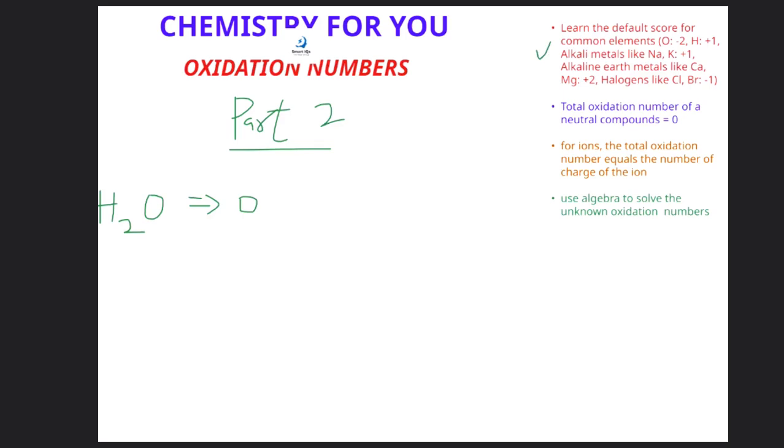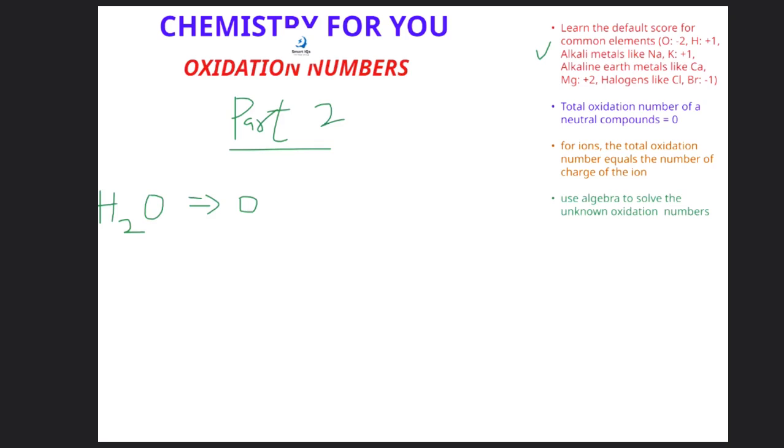There are some oxidation numbers of common elements, such as those in the periodic table, the first 20 elements. So we should be familiar with them. Hydrogen, for example, is +1. Oxygen is -2. Alkali metals, such as sodium and potassium, are +1. Alkaline earth metals like calcium and magnesium are +2. Halogens like chlorine and bromine are all -1. Please put that down and learn the tricks.